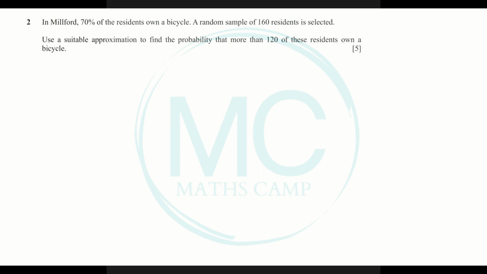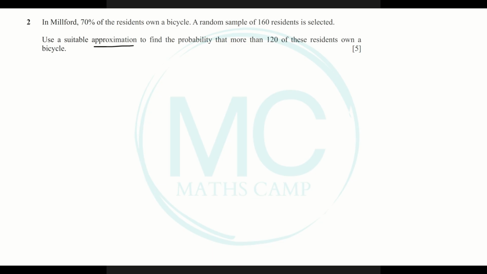In Milford, 70% of the residents own a bicycle. A random sample of 160 residents is selected. Use a suitable approximation to find the probability that more than 120 of these residents own a bicycle. When you see approximation, we know that we have to convert binomial distribution to normal distribution.